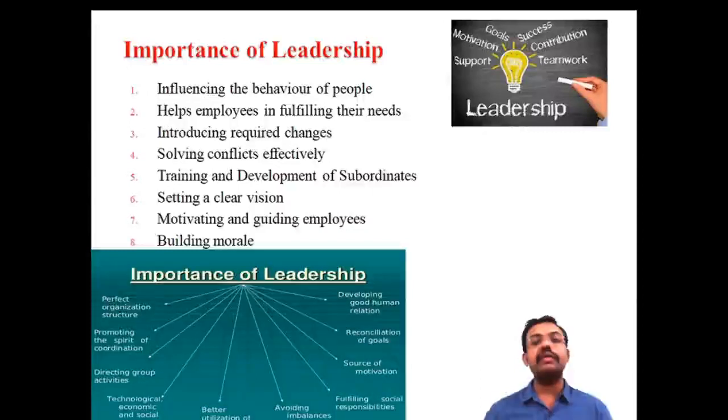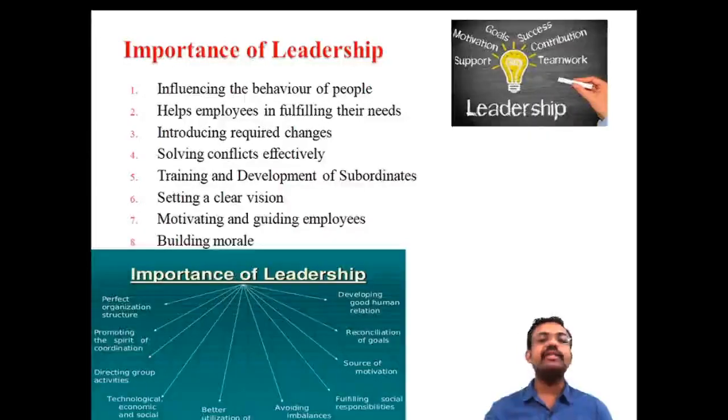A good leader always tries to solve the problems within the employees. And he is always motivating the employees, so he can solve the conflict within the organization. And training and development of subordinates. A good leader always tries to give proper training and development to the subordinates. For what purpose? It's increasing the knowledge and skill of the employees. And when employees acquire the knowledge, definitely they will perform for their organization.